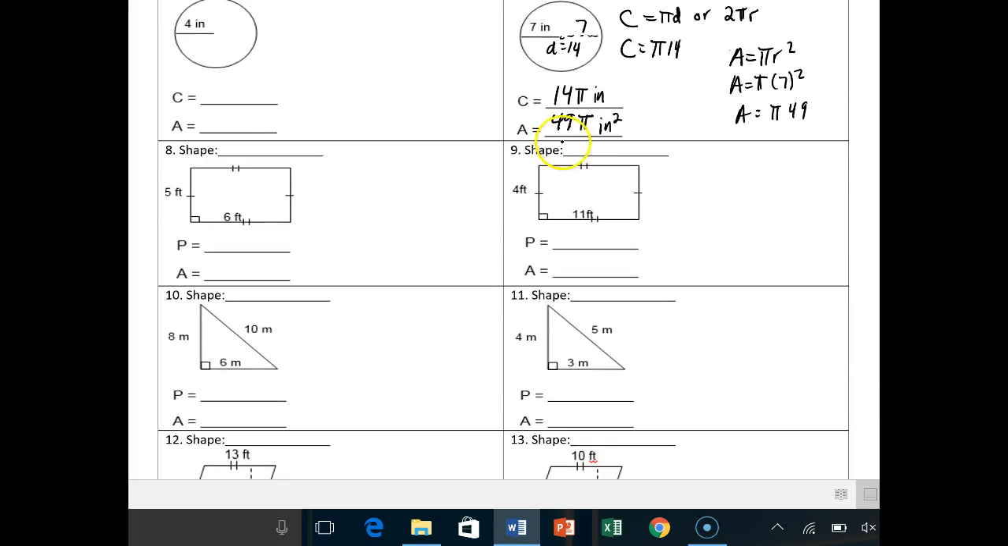All right, number 9, we have a rectangle. So basically for a perimeter, P is equal to 2L plus 2W. Yes, you must write the formula. So P is equal to 2 times the length, which is 11, plus 2 times the width, which is 4. So P is equal to 22 plus 8, or 30 feet. And for area, it's just area is equal to base times height, or area is equal to 11 times 4.